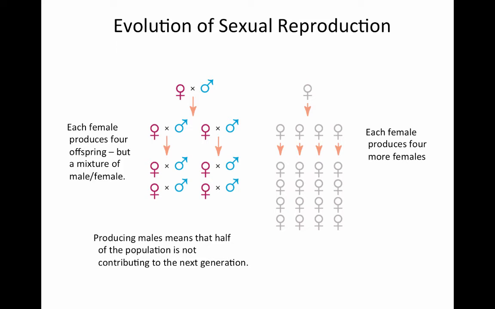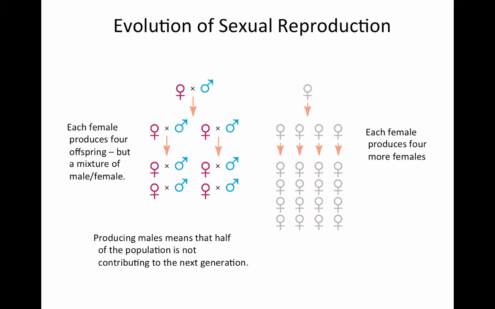So basically we have a situation where producing males means that half of the population is not contributing to those four offspring in a direct way. Because it takes two individuals to produce those four offspring, you only get an output that's half as big.